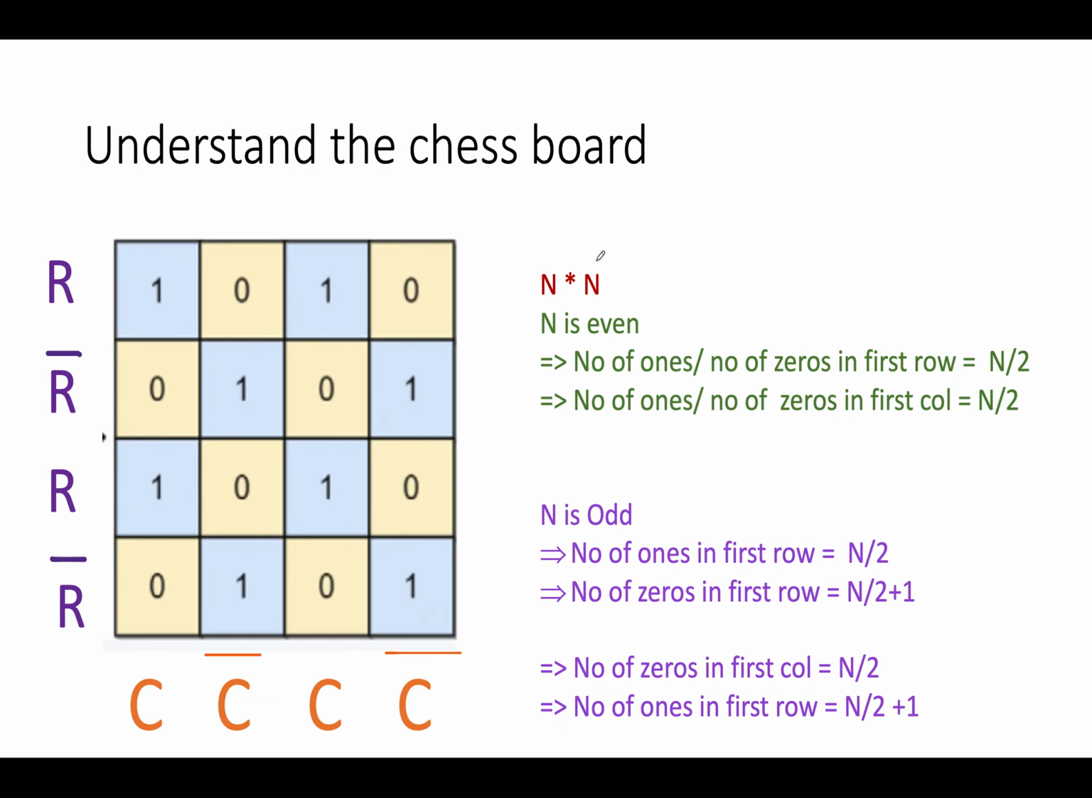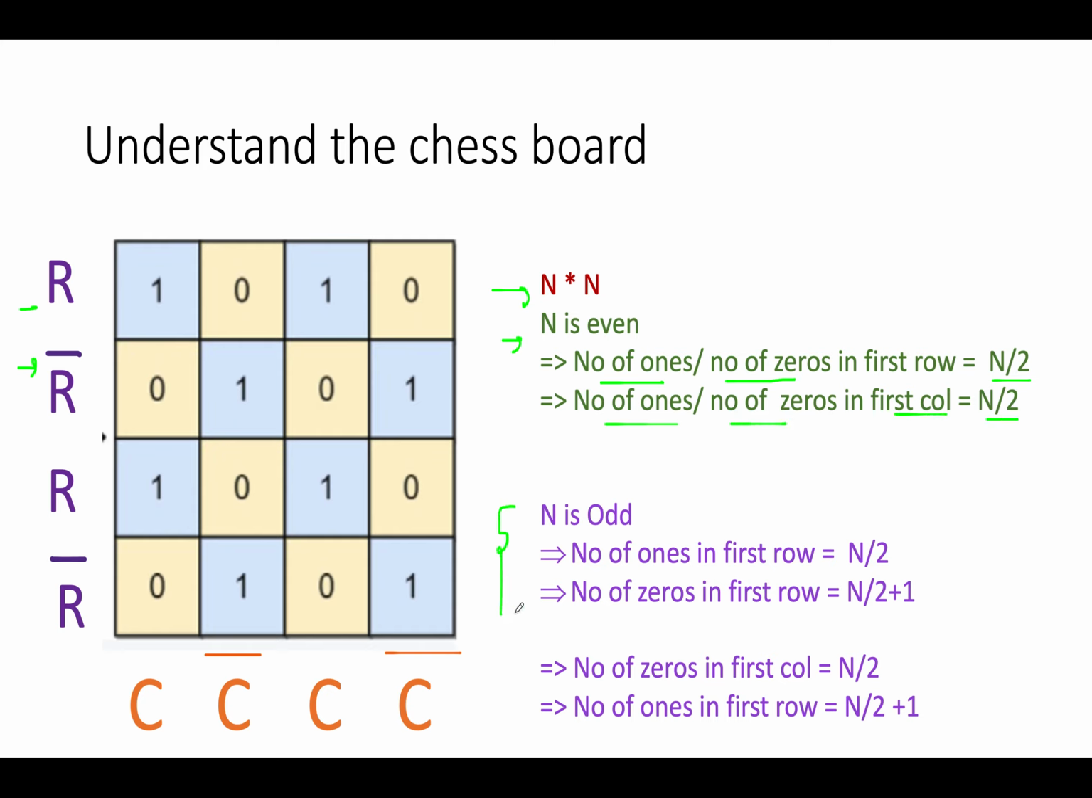Let's try and understand a few properties of a chessboard. This R and the bar R we have already discussed in the past. Let's take a few cases on the basis of the value of n. For example, when n is given to us as even, the number of zeros and the number of ones in the first row should be n by 2. Similarly, the number of ones and the number of zeros in the first column should be n by 2.